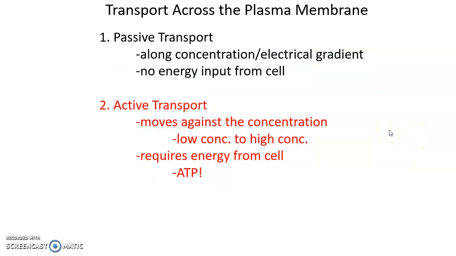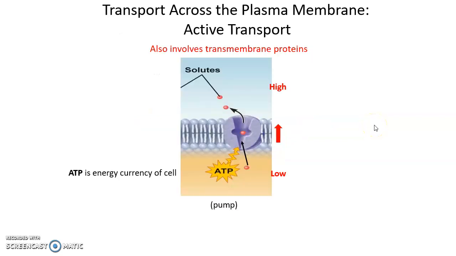Then we have active transportation. Active transport involves things moving against the concentration gradient. So going from low concentration to high, going from there's very little of it to where there's a lot of it. And this, since it's going against the gradient, requires energy. The cell must expend energy to engage in active transport, and that energy is in the form of ATP, adenine triphosphate. The energy currency of the cell is ATP.